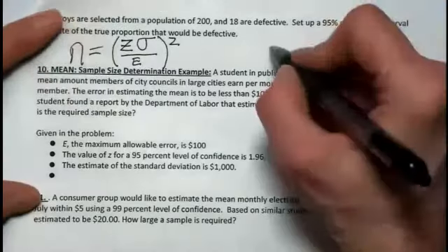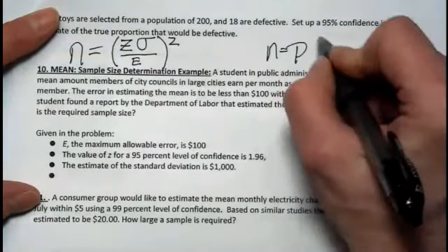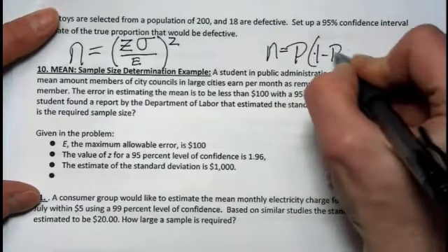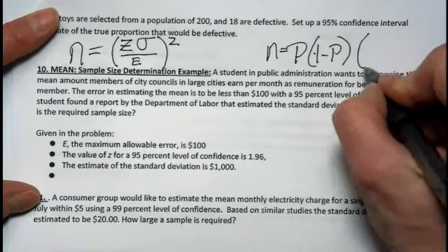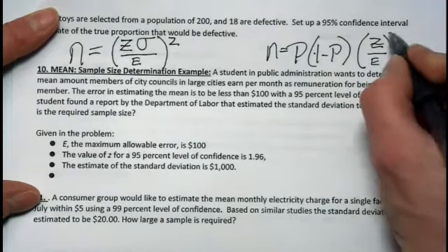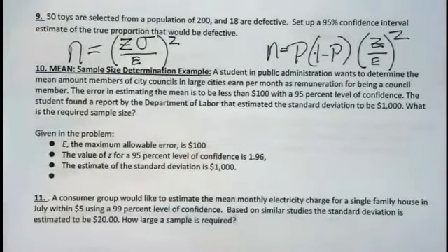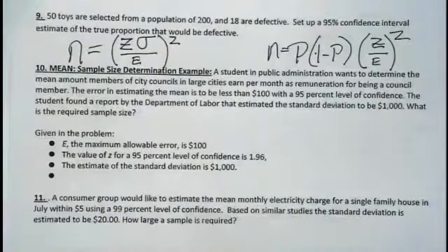That's one formula. The other formula, when we have proportion data, is P times 1 minus P, times Z divided by the allowable error, squared. Don't ask me why students only square part of it. You square everything in the parentheses. So let's look at our first example.